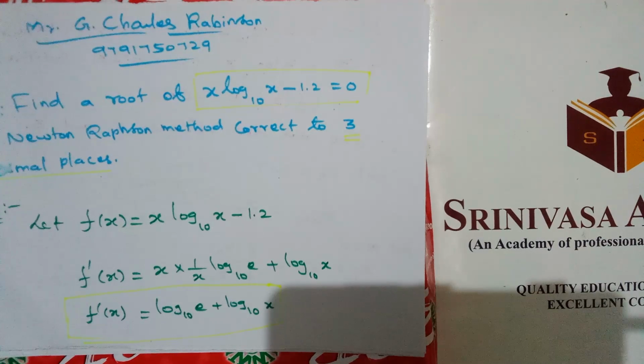Given f of x equals x log x base 10 minus 1.2. Also, we are going to apply the Newton Raphson method, so we have to differentiate one time. F dash of x will be, so u into v, that is the formula. Minus 1.2 is a constant, so it becomes 0. So x is u, log x base 10 is v. So f dash of x is equal to log e base 10 plus log x base 10. So this is the primary work.